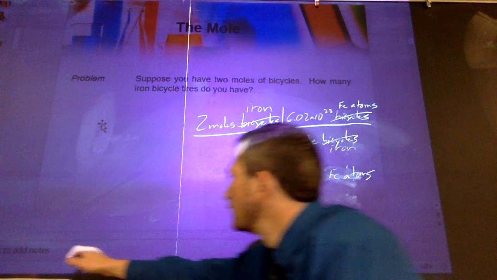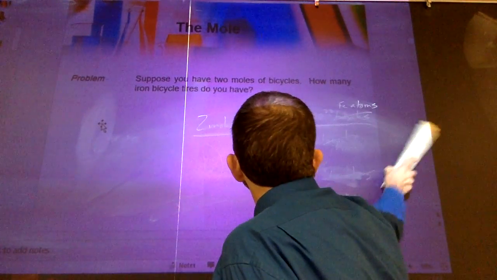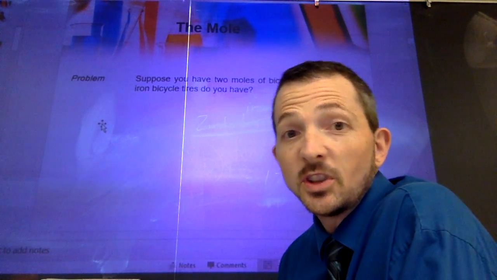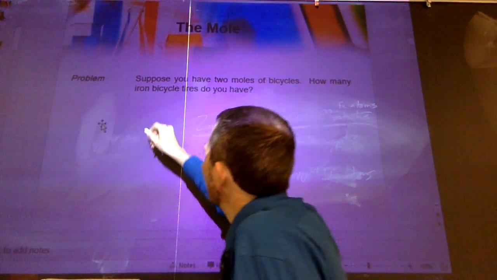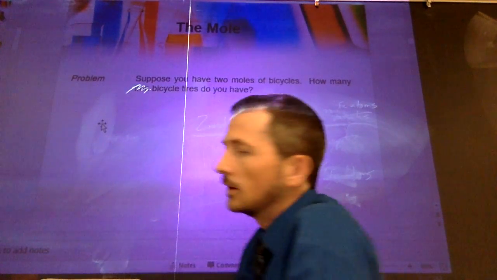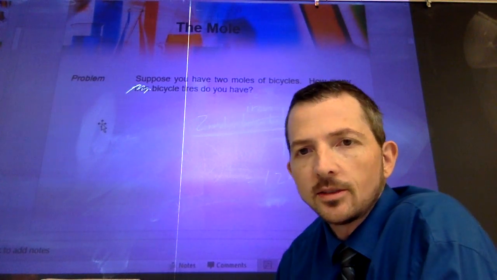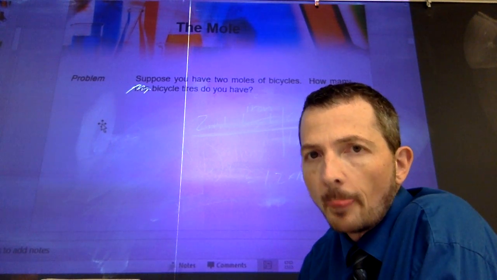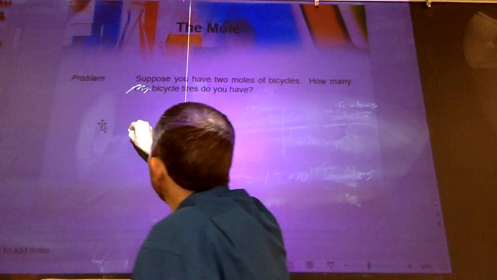Well, let's look at this one. Suppose you have 2 moles of bicycles. How many bicycle tires do you have? We don't have our bicycle, well, I guess you could. But so how many bicycle tires do you have? So I'm going to say 2 moles of bicycles.